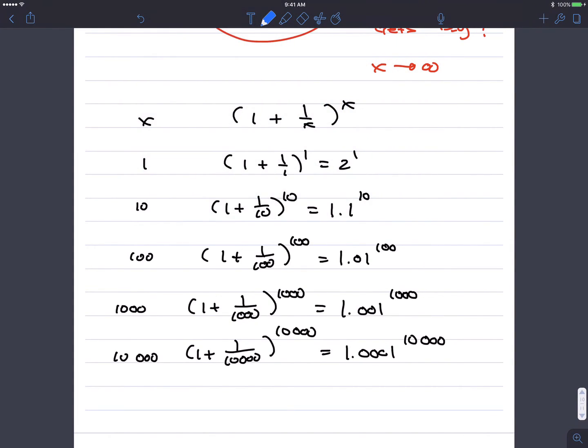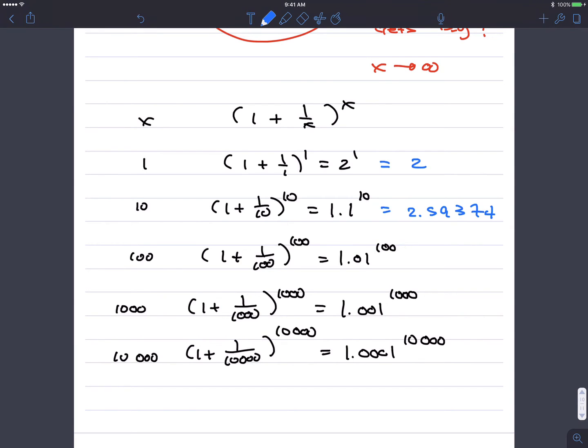Here we go. This is, by the way, the value 2. 1.1 to the 10th power. You know what that is? Let's see what we get. This is about 2.59374.